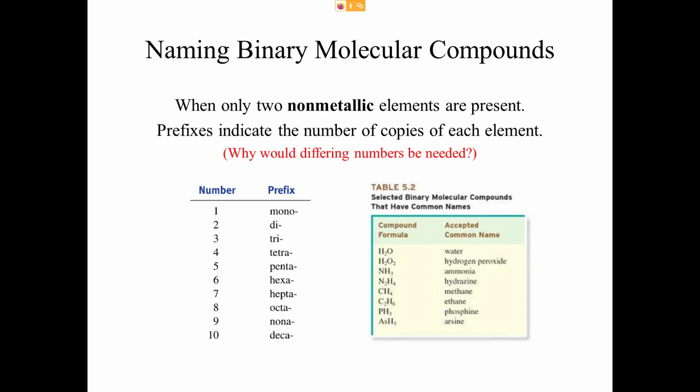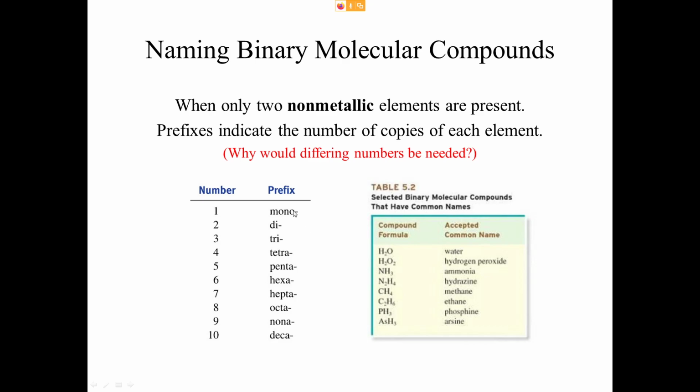So name the first element and put a prefix that tells you how many of them are there. So it's hydrogen, and there are two of them, so it's dihydrogen, and then name the second element, and it's oxygen, so dihydrogen monoxide. We tend to change the latter element's ending to say oxide or hydride or sulfide. We change the more electronegative element's ending. So why don't you try a few of these with me?